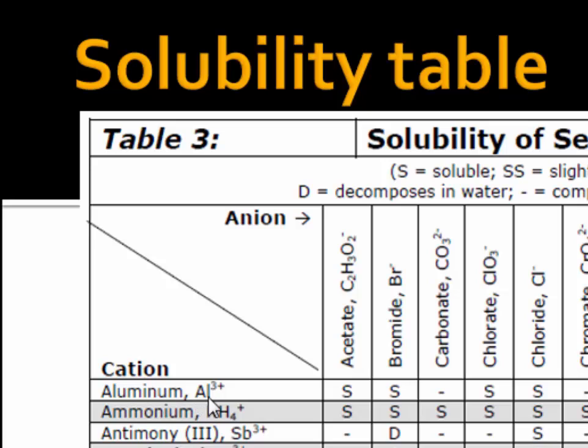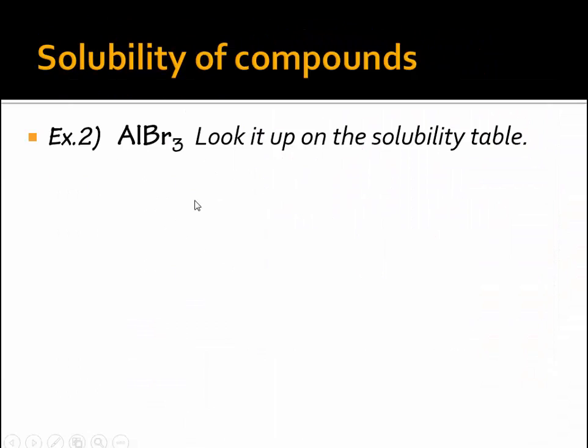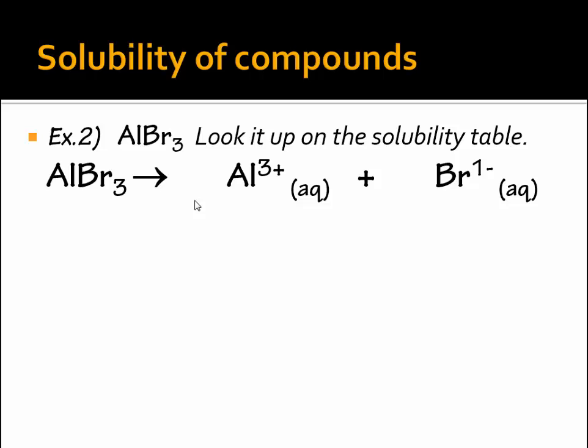Here's aluminum, very top row. And there's bromide very near the corner here. And so here's an S. So sure shooting, aluminum bromide is soluble too. So we're going to take aluminum bromide and we can split it up. We're going to get aluminum ions and we're going to get bromide ions.